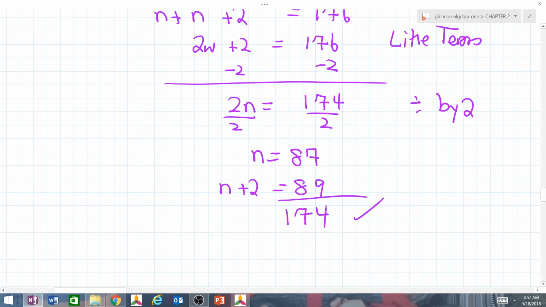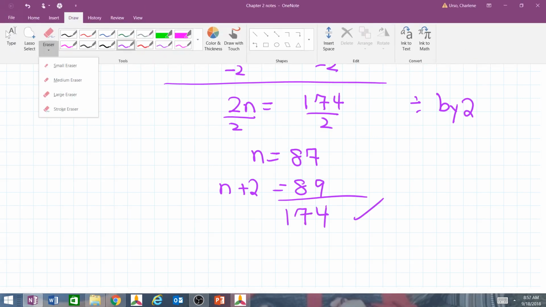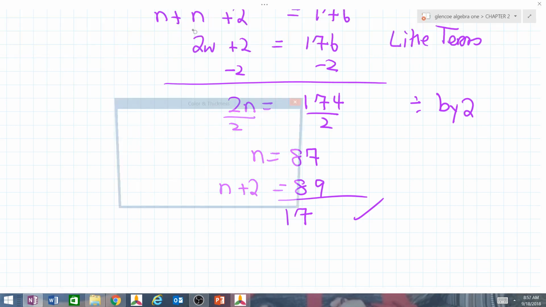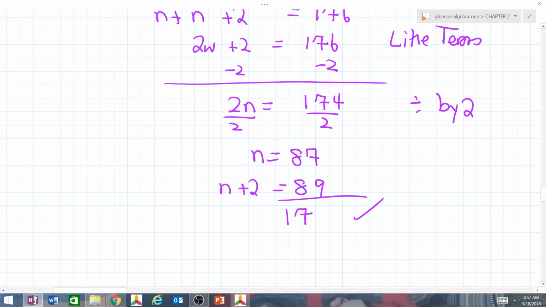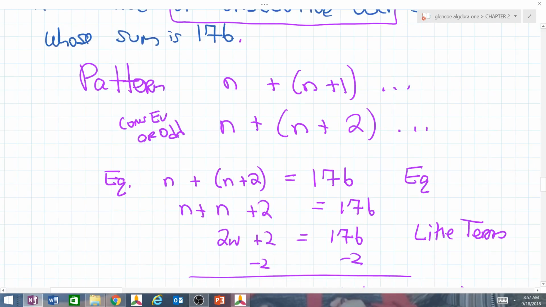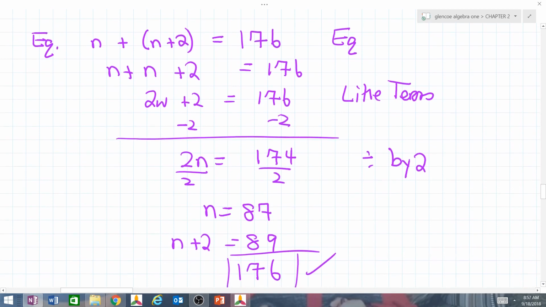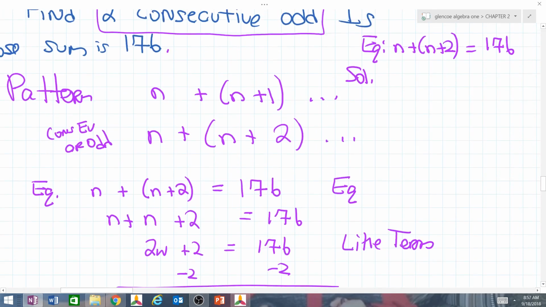176. I'm so sorry. 174 was after we subtract the 2. Thank you so much. So let's get rid of that and make this correct. 7 and 9 is 16. Carry the 1. 1 and 8 is 9, and 8 is 17. That tells you that you have solved the equation correctly. So your equation, one more time, would be n plus 2 equals 176. And your solution would be 87 and 89. Correct?